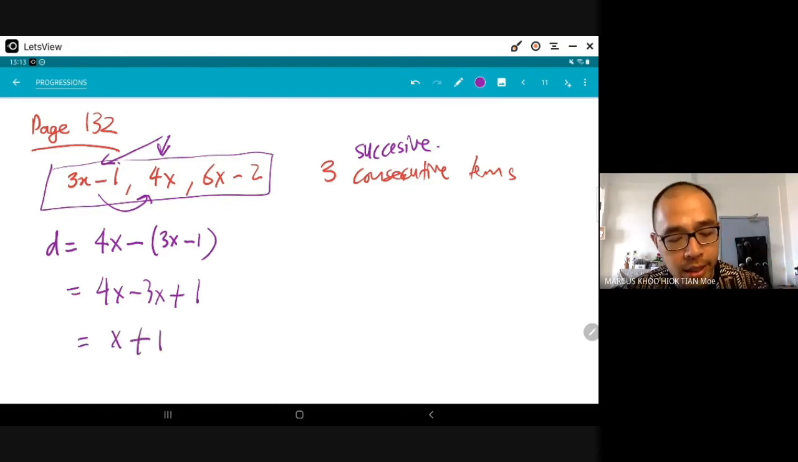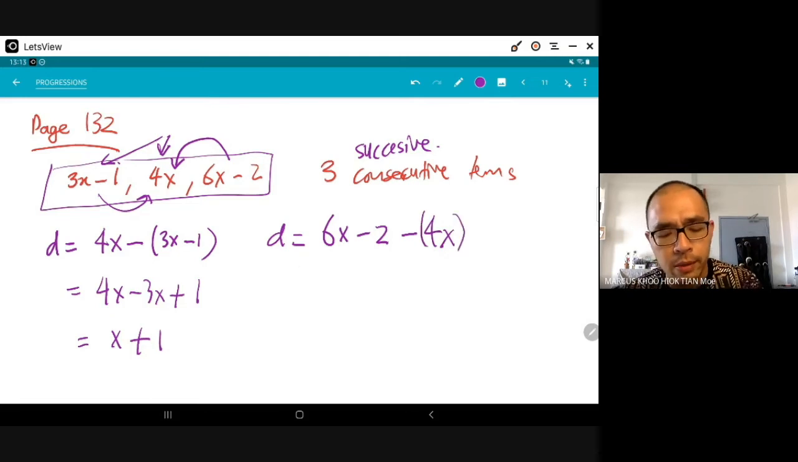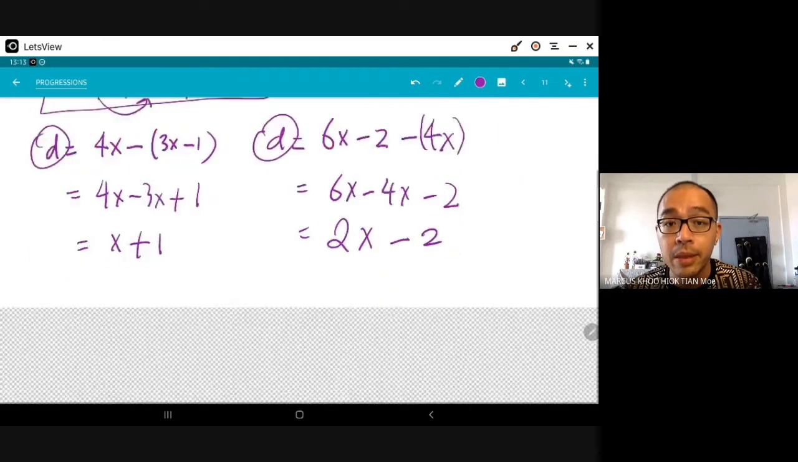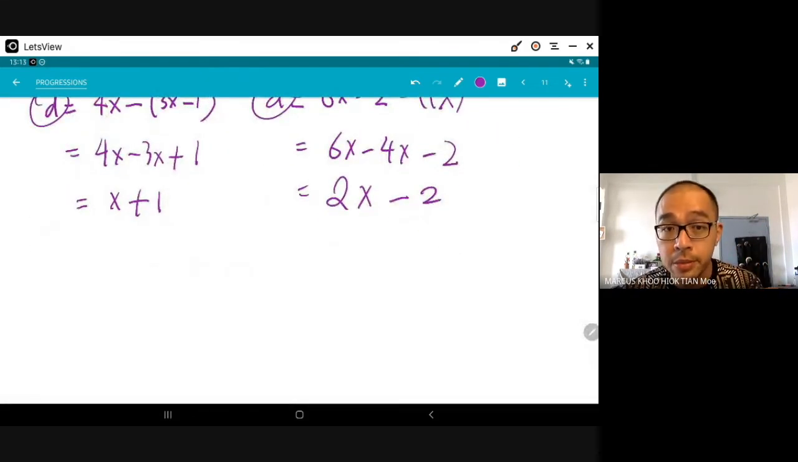Okay, what about the second D? Second D is this one minus this one. 6x minus 2 minus 4x. Okay, I can put the bracket also if I want. 6x minus 4x minus 2, we will get 2x minus 2. Okay, and since this is an arithmetic progression, means the D is the same kan? Ini D sama ini D mesti sama because it is an arithmetic progression. Jadi kita boleh cakap x tambah 1 mesti sama dengan 2x minus 2.